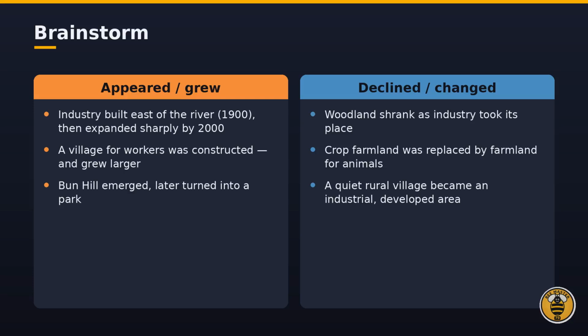Let's brainstorm. On the left, the things that appeared or grew. On the right, the things that declined or changed. Industry appeared, then expanded sharply. A workers' village was built and grew. Meanwhile, the woodland shrank and crop farmland was replaced by farmland for animals.